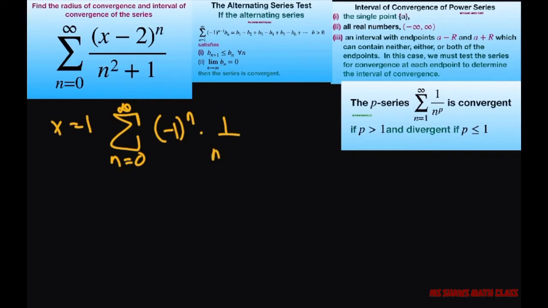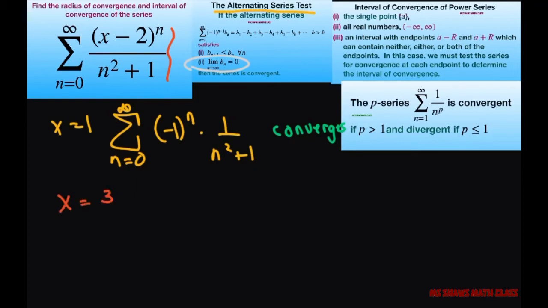When x equals 1, we get the series, the sum from n equals 0 to infinity of negative 1 to the nth times 1 divided by n squared plus 1. Now, by the alternating series test, this converges. The limit goes to 0, and you can test that. By the way, I already did a lot of videos on these if you want to look at those as well. All right, now let's test the other endpoint, x equals 3.